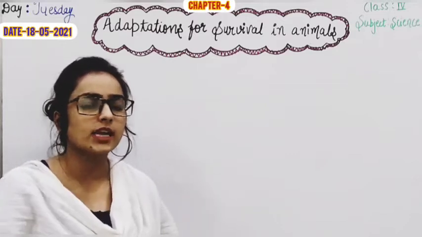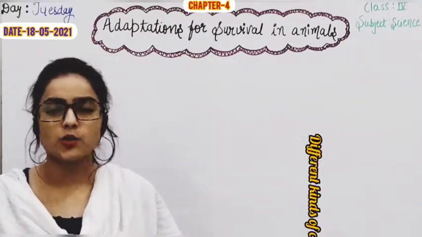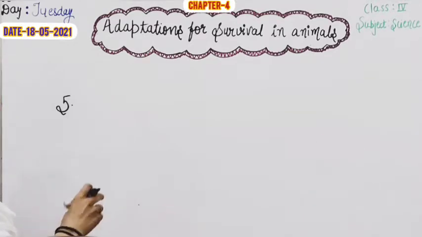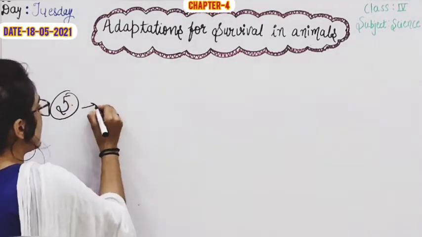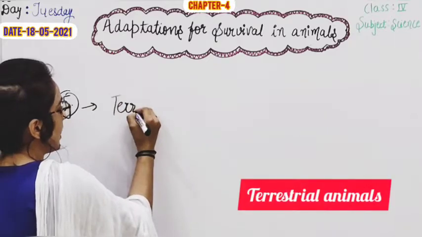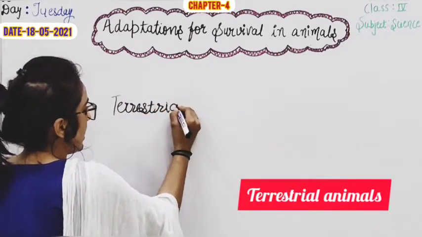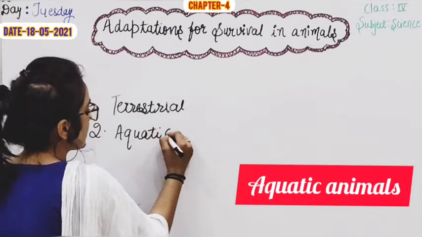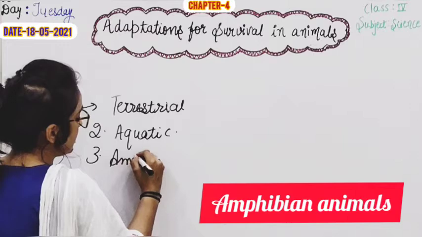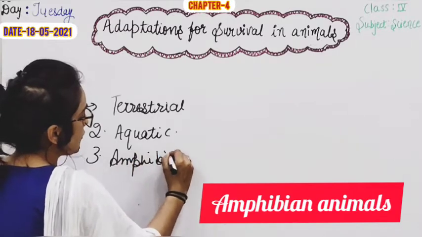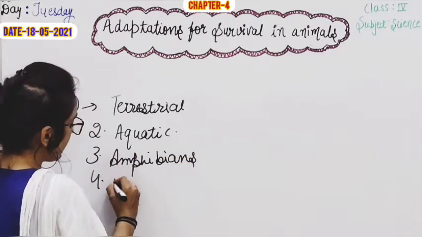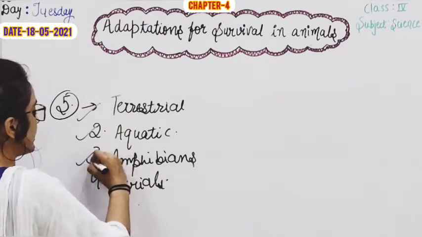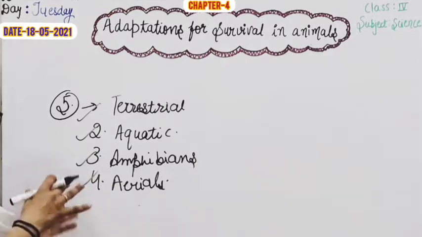So we were discussing different categories of animals on the basis of their habitat. The animals can be grouped into 5 categories. First is terrestrial animals. Second is aquatic animals. Third is amphibians. And fourth is aerial animals. So we have discussed the 4 categories of the animals in the previous class.